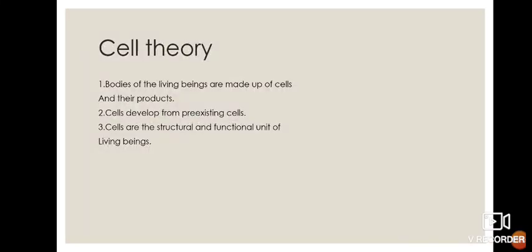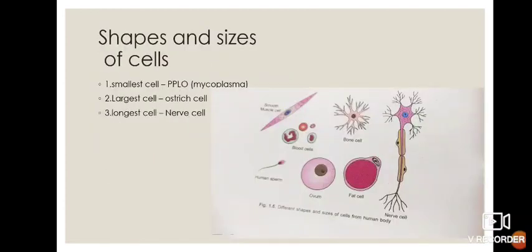The cell theory. Considering these three scientists, the cell theory was laid down. The bodies of living beings are composed of cells and their products. Cells develop from pre-existing cells. Cells are the structural and functional unit of living beings.